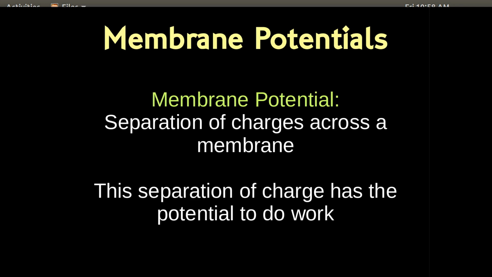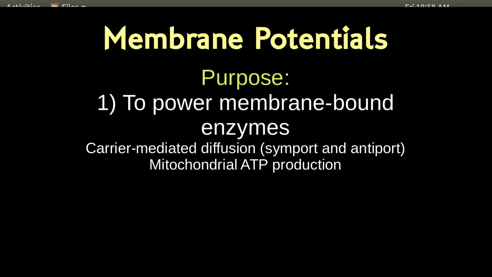So what kind of things might we want to power with this? There's a couple examples of this. So what's the purpose of a membrane potential? One of the things that we could do is to power membrane-bound enzymes. For instance, carrier-mediated diffusion. Remember we were talking about the symporters and the antiporters. One of those molecules is moving down this electrochemical gradient.